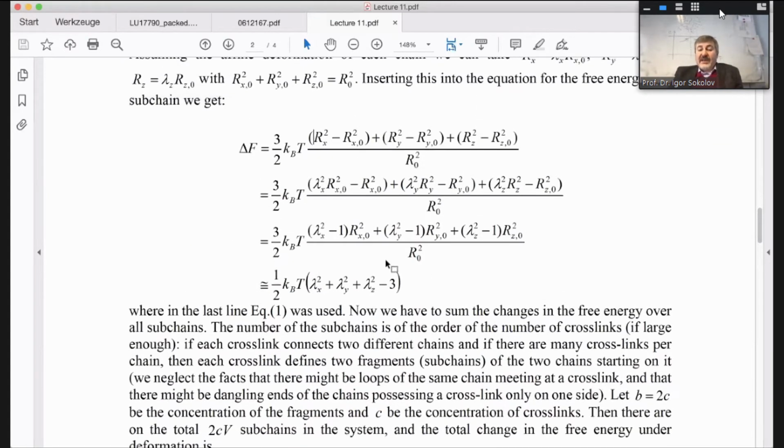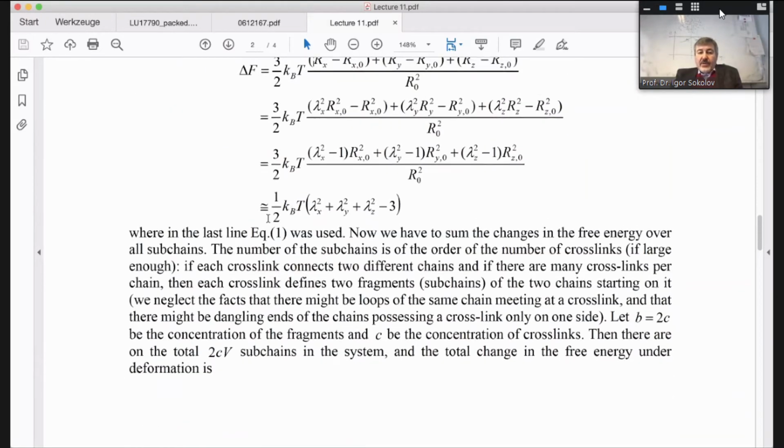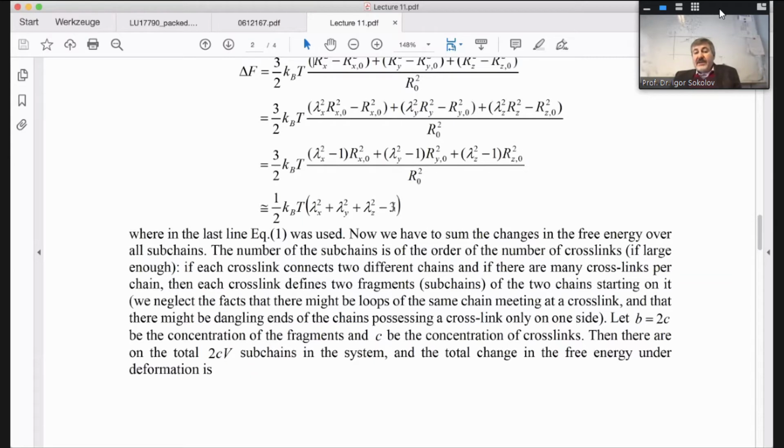And this is what I get at the end. So now it's indeed very simple. And I have the change of the free energy per chain under changing its form. And then I say, okay, let me pull in x direction, and let me put here this inverse square roots, and I have the formula for a single chain.